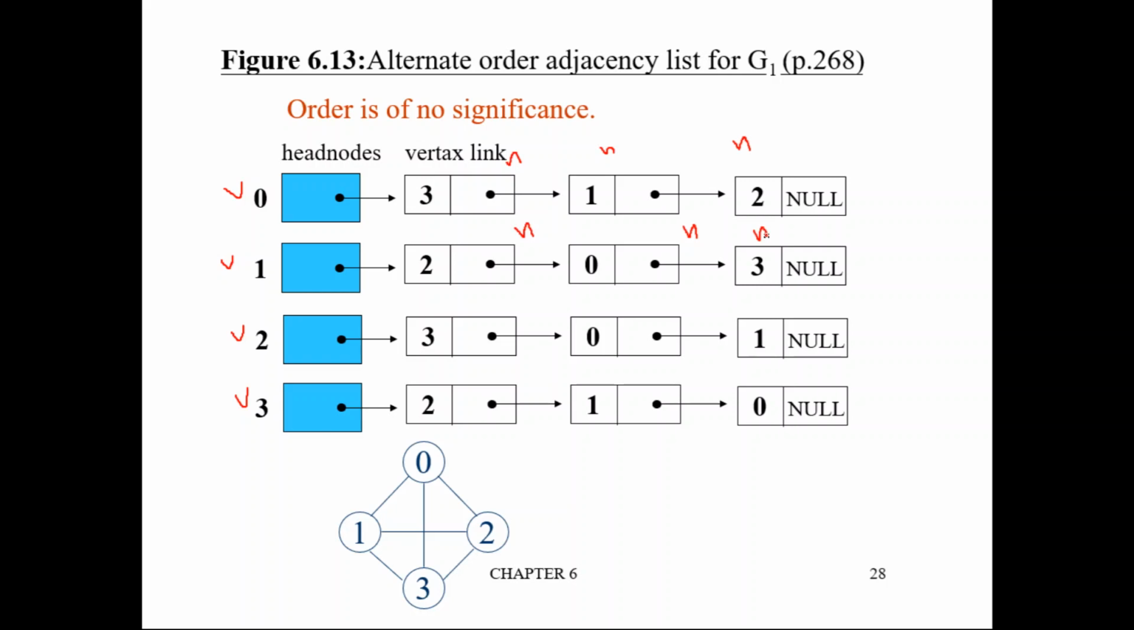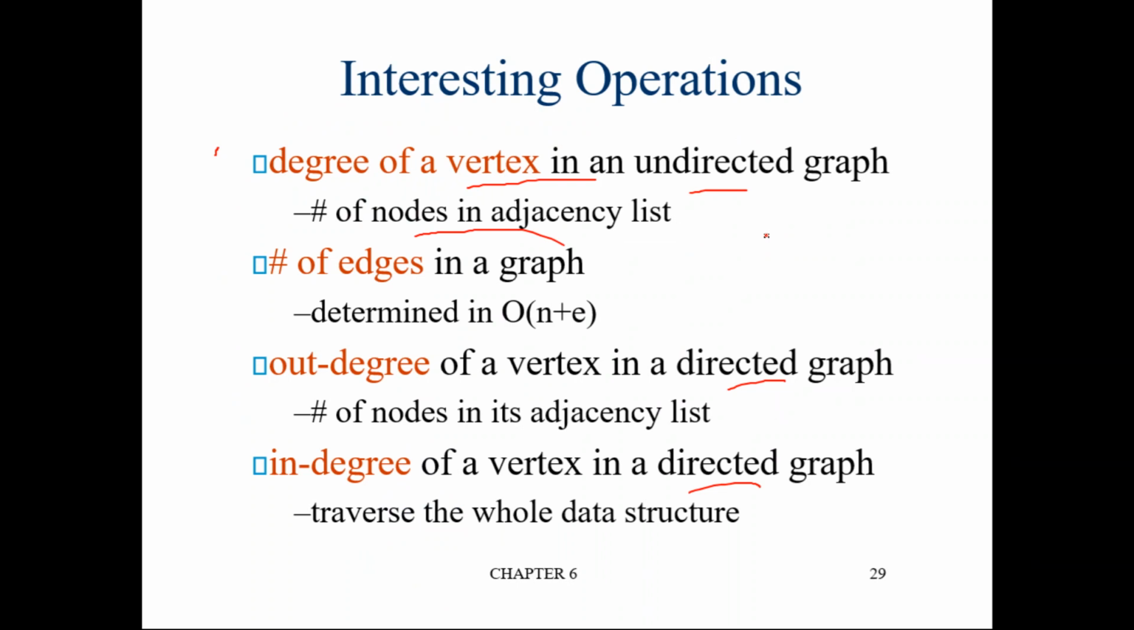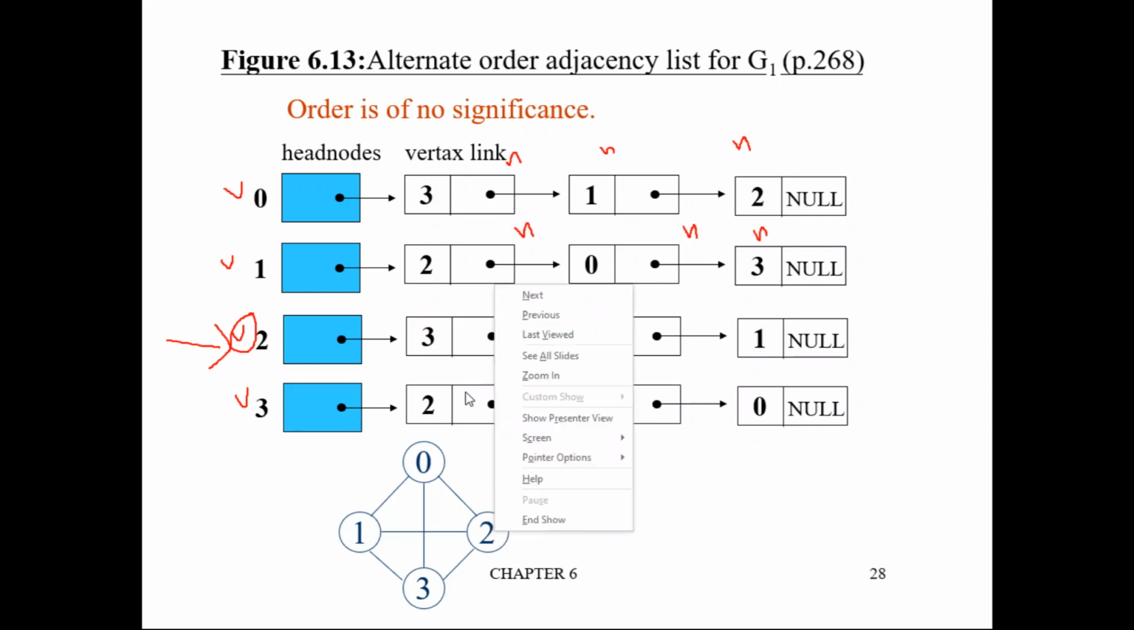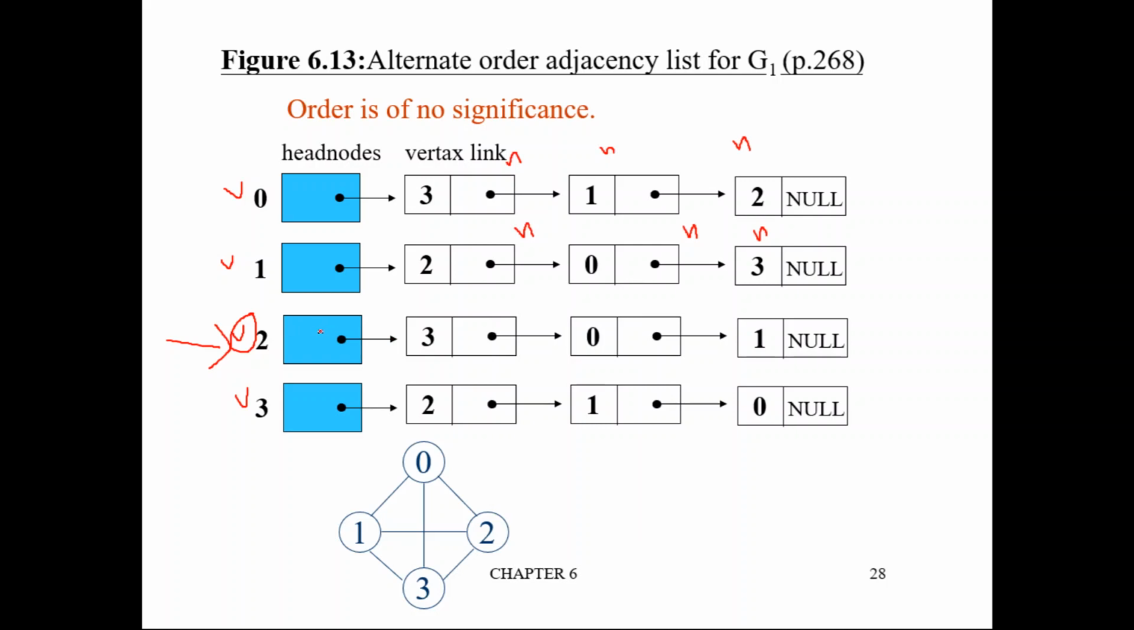Right. So what it says is that the degree of a vertex in an undirected graph is the number of nodes in that adjacency list. For example, if you want to find the degree of vertex 2 from an adjacency list, you just count how many nodes there are. Let us use the term vertex for the graph vertex, and the term node for a linked list node. You just count the number of nodes available at that particular vertex. How many nodes are there? 1, 2, and 3. So its degree is 3.